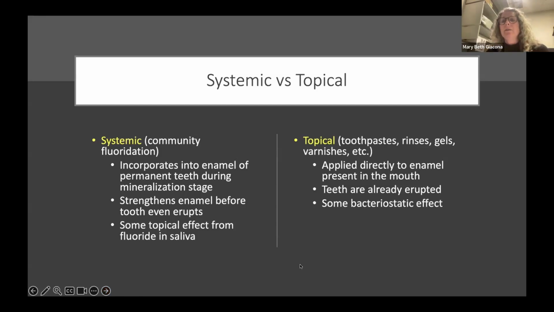Topical fluoride, on the other hand, so we're talking about at-home topical fluoride in the form of toothpaste or rinses, but also professionally applied, so higher concentrations of fluoride in professional-level rinses, gels, varnishes, foams. I mean, we have a myriad of ways to apply topical fluoride these days. That is applied directly to the enamel present in the mouth, teeth that are already erupted. And topical fluoride, because it is such a high concentration of fluoride, has been shown to have some bacteriostatic effect.